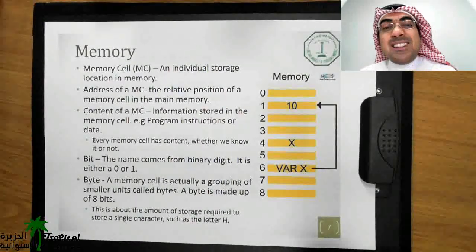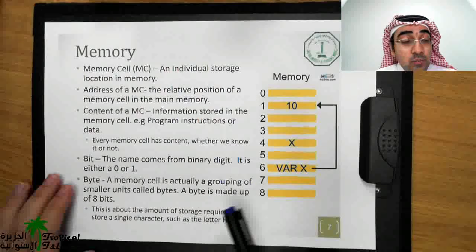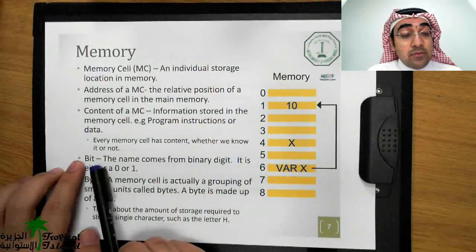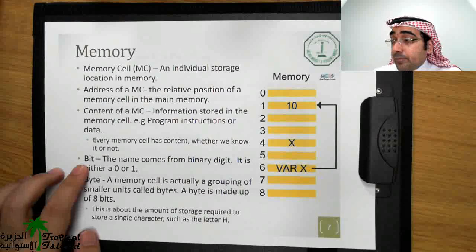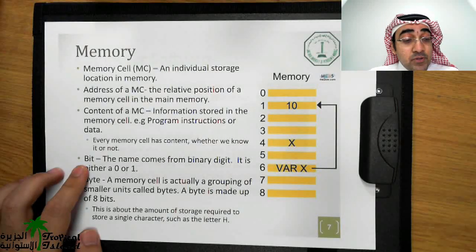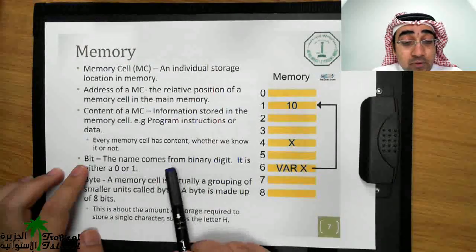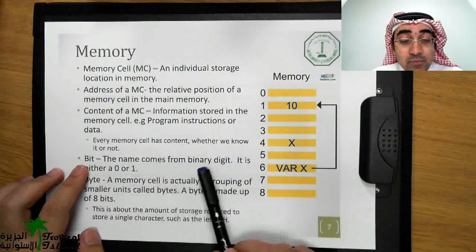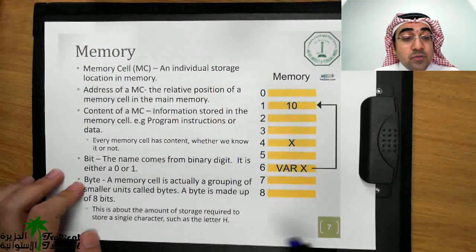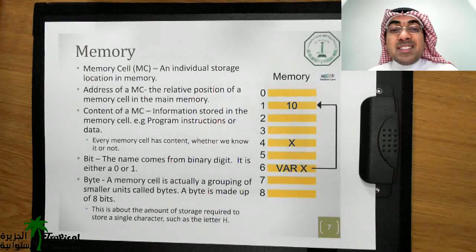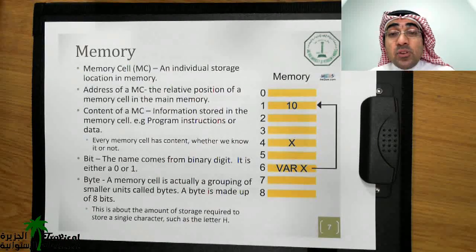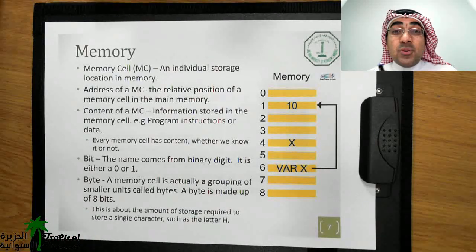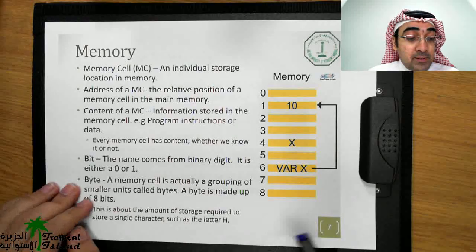Now over here we're going to talk in detail a bit about memory, and to start with the memory, I'll start with the middle of the slide over here where we define the bits. The name bit comes from binary digit. It is either 0 or 1. What is a bit? A bit is the smallest memory allocatable size. You cannot allocate a memory size smaller than a bit. So it's the unit of memory that's called a bit.